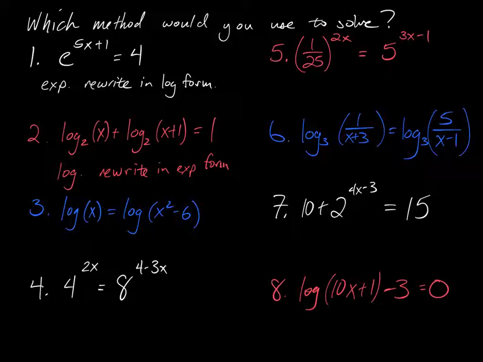For number 3, I see a log base 10 of x and a log base 10 of x squared minus 6. And that's it. This x is inside of a log, this x squared minus 6 is all inside a log. There are no constants just floating around outside of any logs here. So this one, this log equation, I'll get to use the 1-to-1 property.